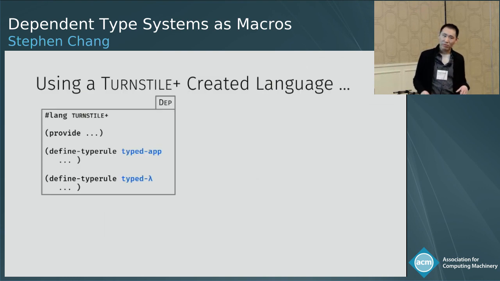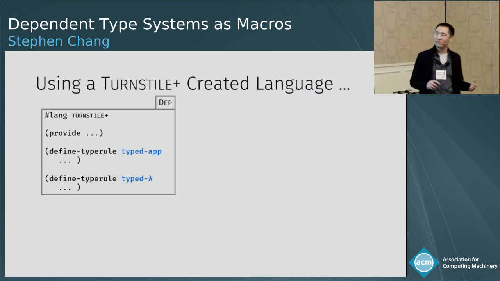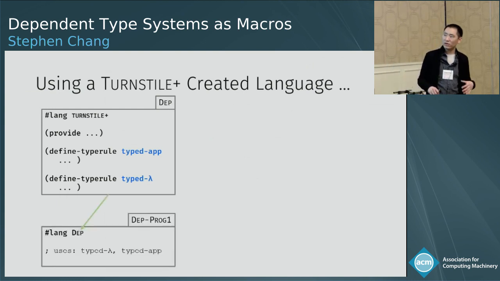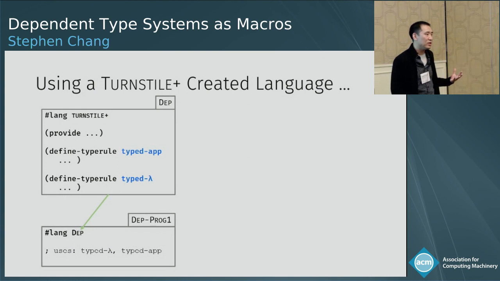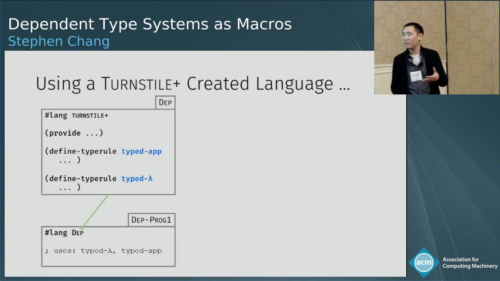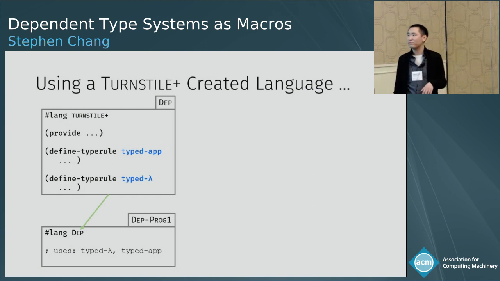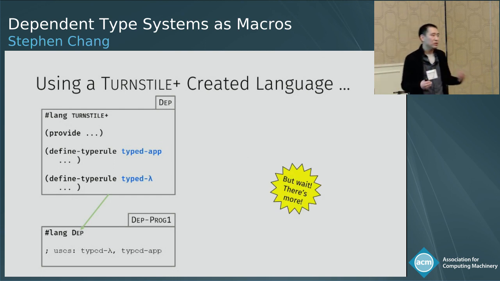So now let's see how a programmer can use it. Here's the same language in a smaller box. And to use the language, a programmer just has to create a new module and then write #lang and the name of the new language. Here it's dep. And then the code in the module will now use the implementation of our language. So that's how to use the language.